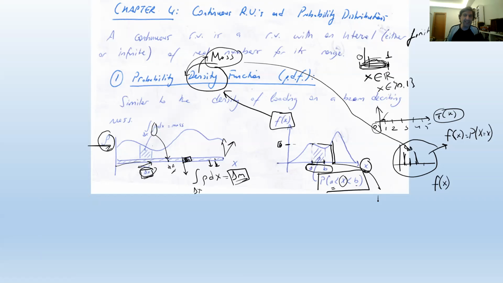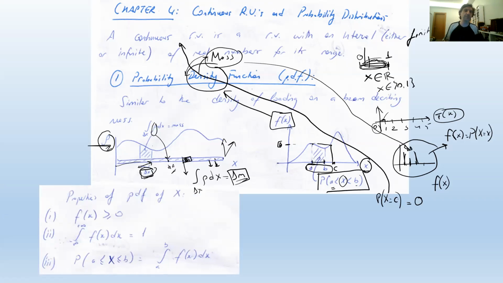Therefore, the probability at a single point, whether you believe it or not, let's call it a single point C, the probability that x is equal to C if x is a continuous random variable, is going to be equal to 0. Just like mass at a single point is equal to 0, because at each point there is density, but not mass. Mass is created when you integrate over a region.